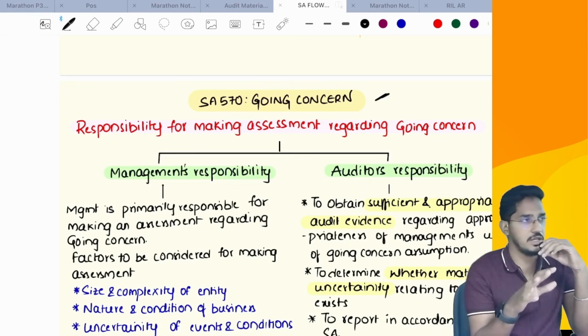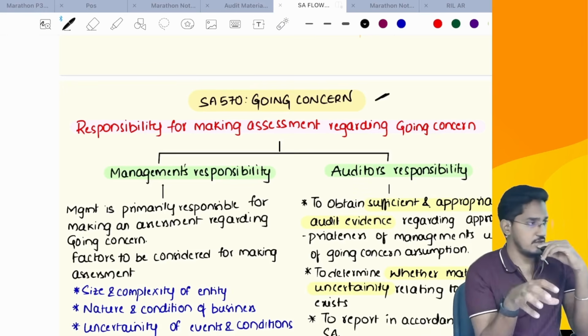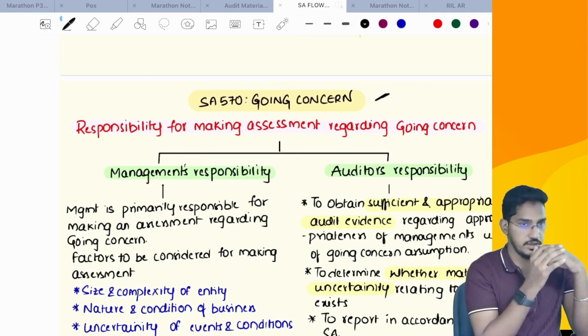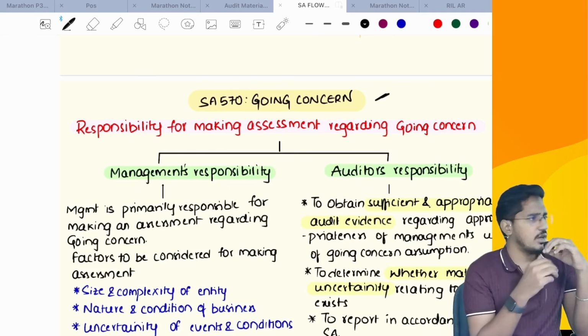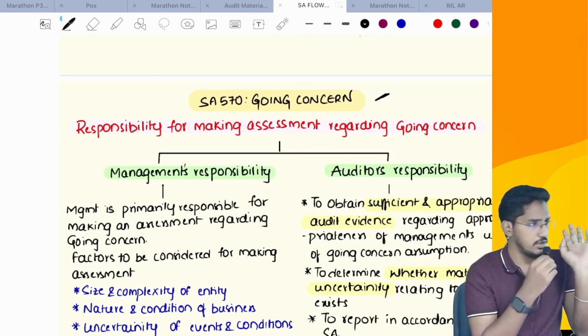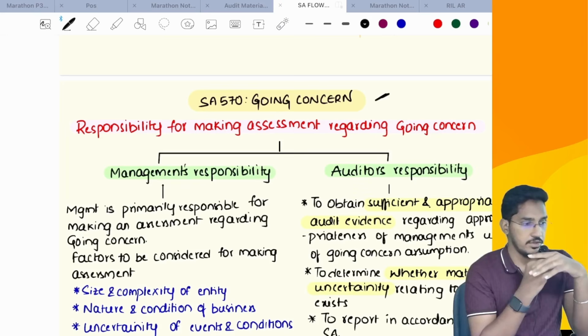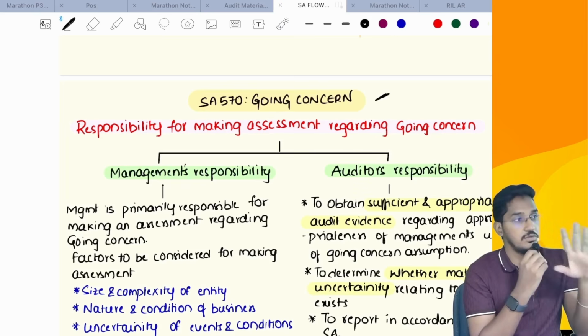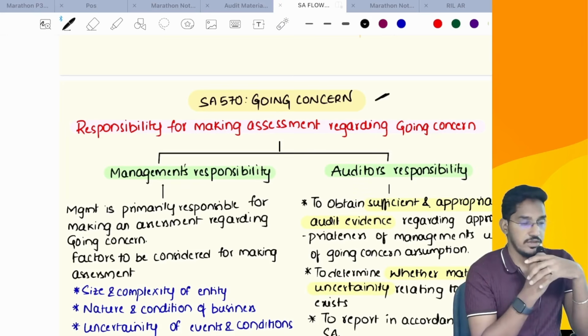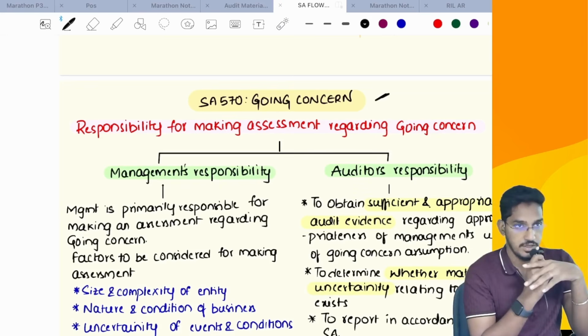Okay, so till now we understood the importance of going concern assumption from the accounting perspective. Now, as we all are aware, standards on audit don't talk about financial statements. Standards on audit talk about auditing requirements. So now, as an auditor, what is your responsibility?